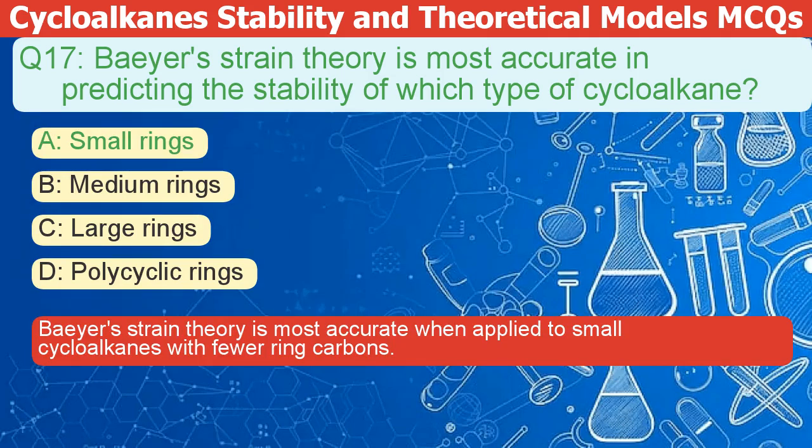The correct answer is A. Bayer's strain theory is most accurate when applied to small cycloalkanes with fewer ring carbons.